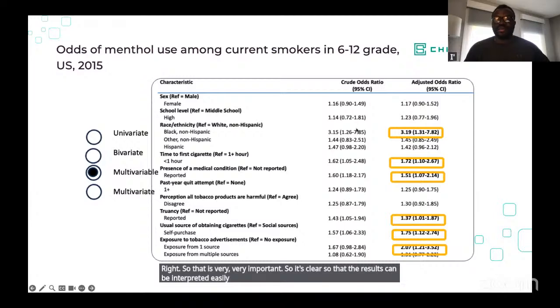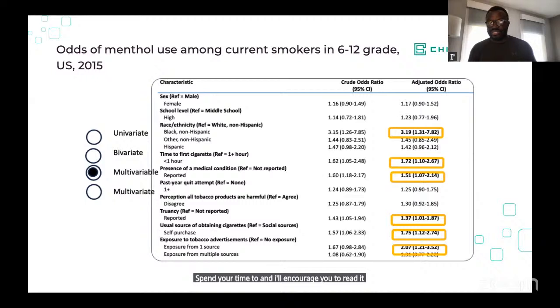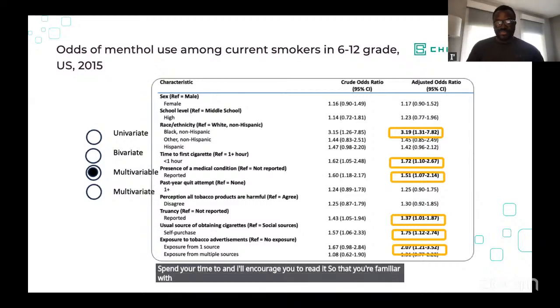So in a nutshell, that is what you are expected to do when you're presenting results for regression analysis according to STROBE guidelines. We're going to drop the link to the STROBE guidelines, and I'd encourage you to read it so that you're familiar with what the gold standards are.